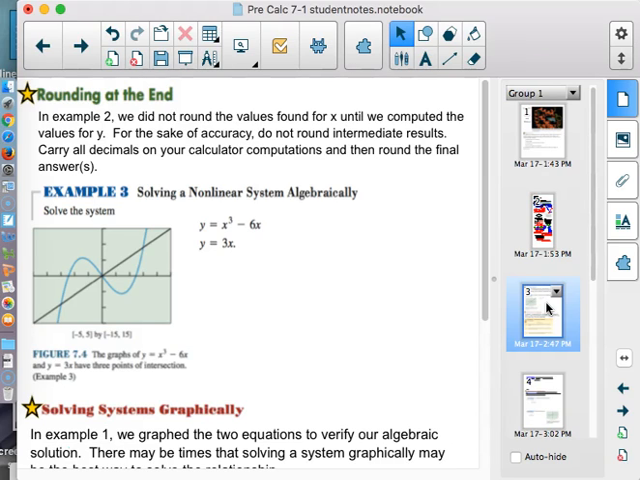This one says we're going to solve a nonlinear system algebraically. Ooh, look at that. I think we did that in Algebra 2 with the graphing calculator. We didn't necessarily do the algebra with you. So it says solve this system. y equals x cubed minus 6x and y equals 3x. Perfect for substitution. They just told us y is 3x. So I can take this 3x and I can put it right there.